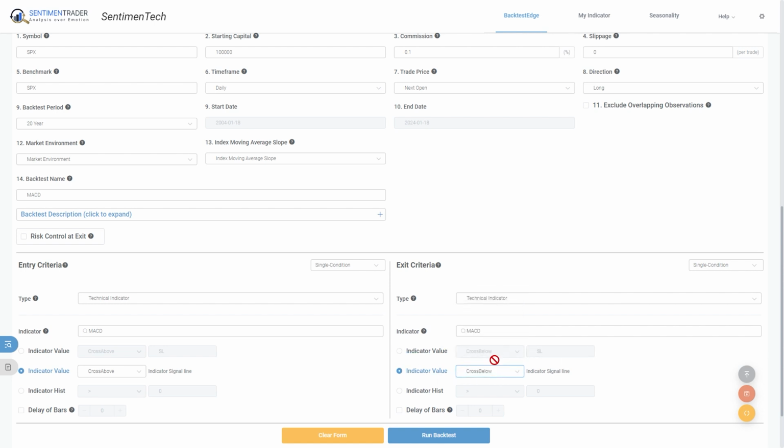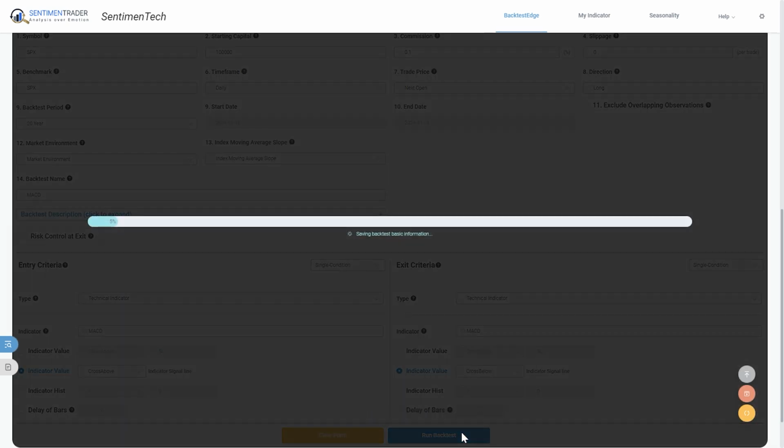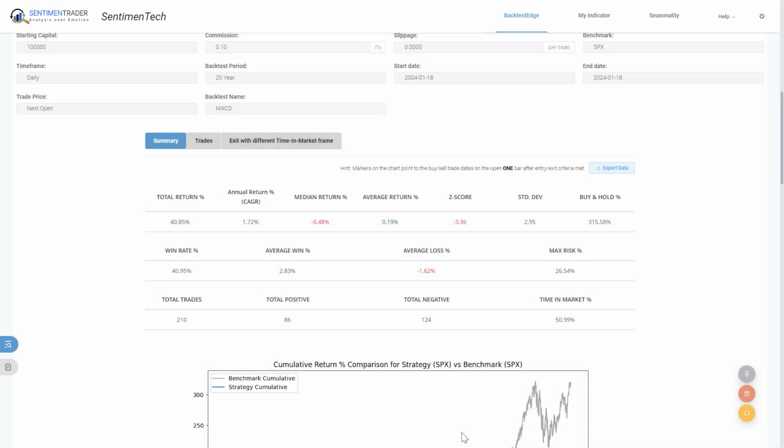Once that's all set, hit the Run Backtest button to start the analysis. After it completes, you'll automatically be taken to the Results tab, showcasing the outcomes. In the Summary tab, you'll find an overview of the backtest results.